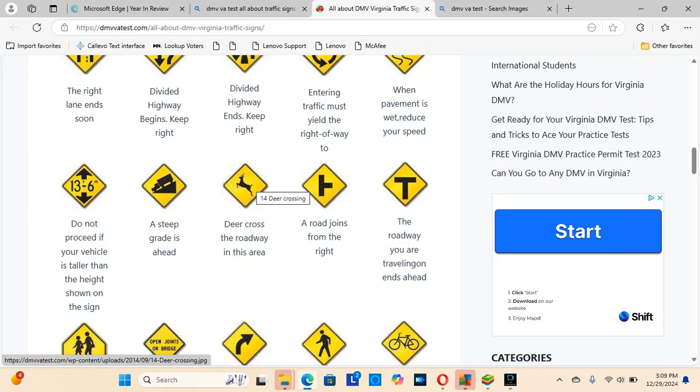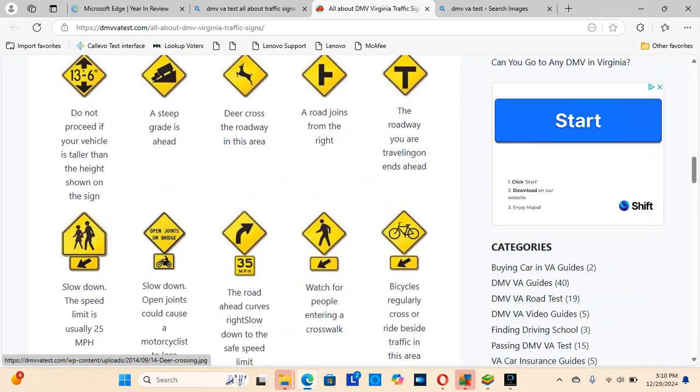Deer crossings, self-explanatory. Usually when they put signs up like this, that means there have been a lot of deer sightings in the area, and you have to proceed with caution. This is a road sign that joins another street, so you have to pay attention to oncoming traffic on your right-hand side. This T sign is going to show you that the road you're on is coming to a stop, and you can either go right or left, but you have to proceed with caution.